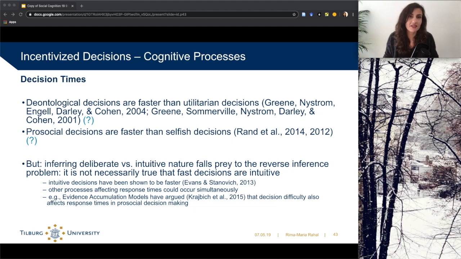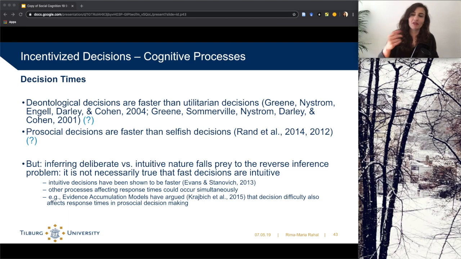Now there's some evidence, for instance, that deontological decisions are faster than utilitarian decisions. We will talk more about this in the other session when we talk about theory. And there's also some evidence that pro-social decisions are faster than selfish decisions. And again, we will talk more about this in the other session. There's also contrasting evidence, just to point that out. So we might say that if one decision is faster than the other, then perhaps that's the easier decision, right? It's the decision that comes more naturally to me. I don't have to elaborate so much on it, and I just make it like that.